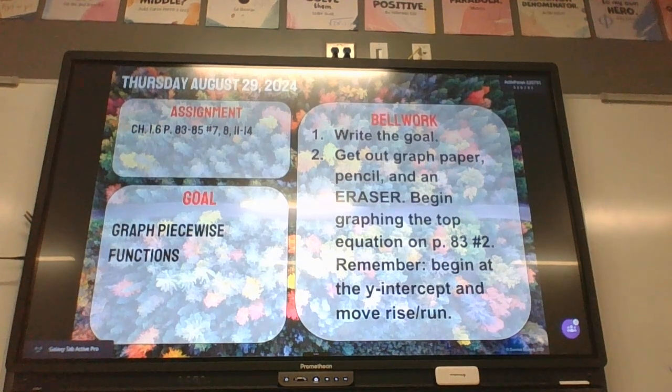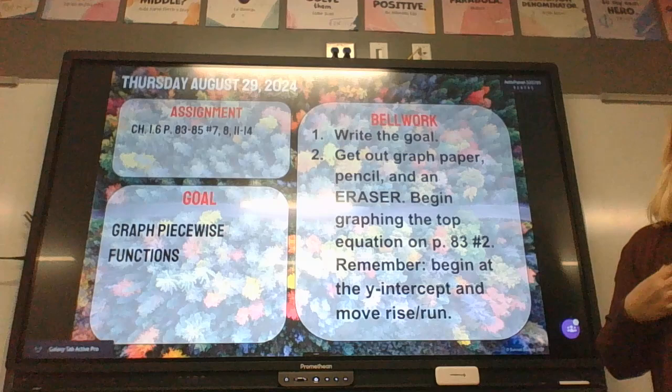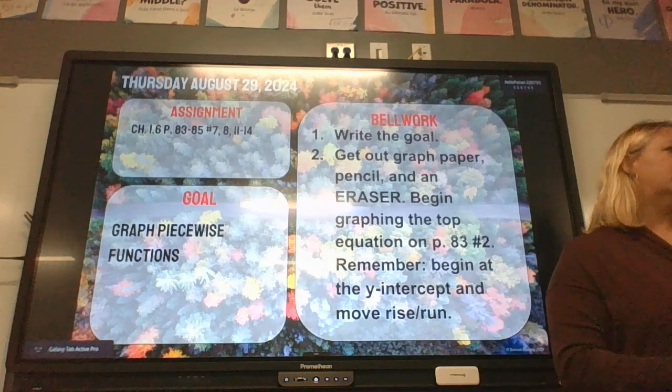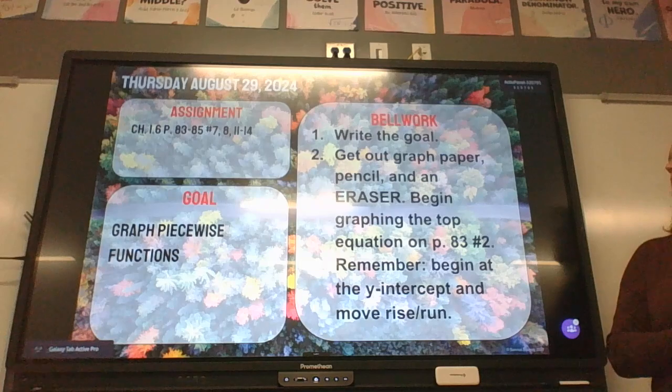Normal graph is a problem you did last night for homework. You did page 83, number 2, but you had to evaluate, you plugged in. Today we're going to get a visual of it by graphing it.